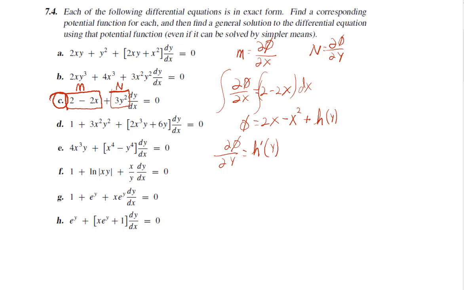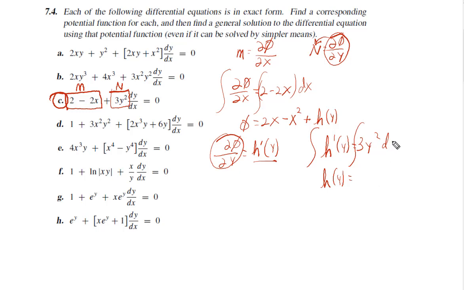Well now, if the partial of y is h prime y, and the partial of y is also N, then we know that the h prime y is equal to 3y squared. And we can integrate that to get h. The integral of 3y squared would be 3y cubed over 3, which would just be y cubed.